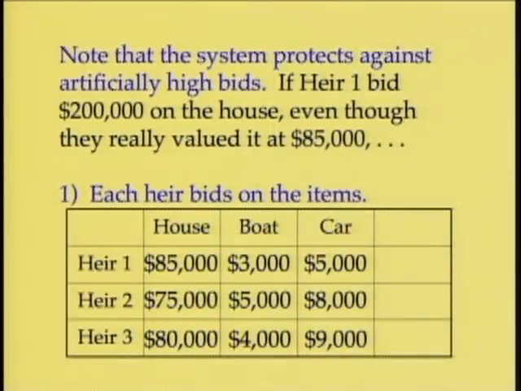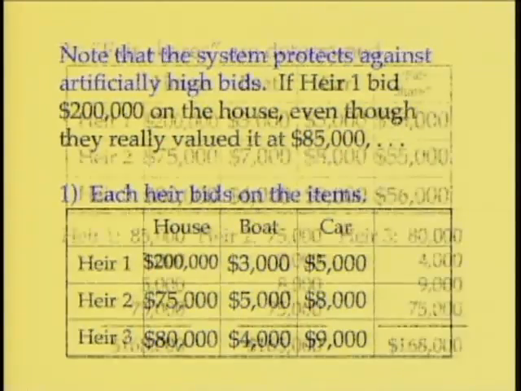system in that it discourages folks from bidding artificially, raising the price of something to make sure they get it. Everyone has to play honest or they're going to get caught, and I'll show you how that works. Let's say that the first heir really, really wanted the house. So they gave this exorbitant bid on the house. Even though they really thought it was valued at $85,000, they bid $200,000 on it. Okay? Now watch how this affects their totals.